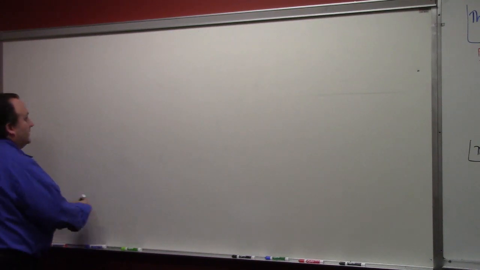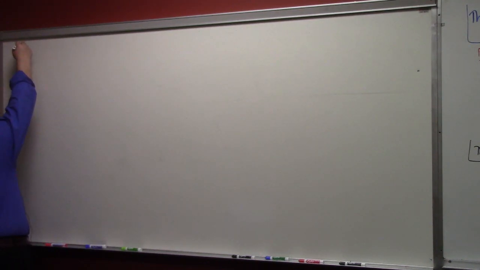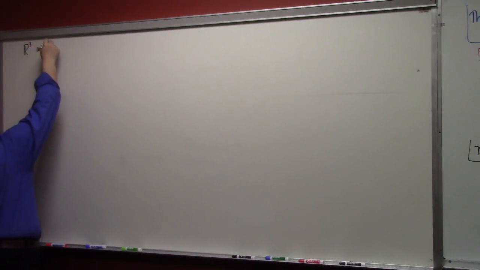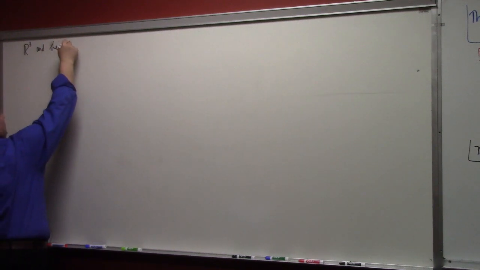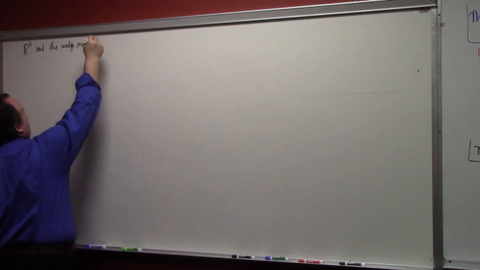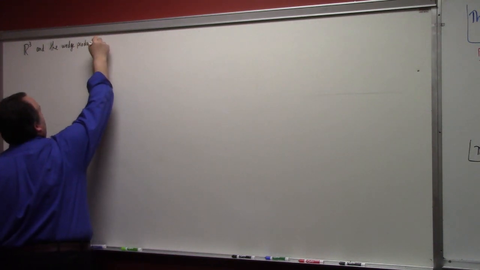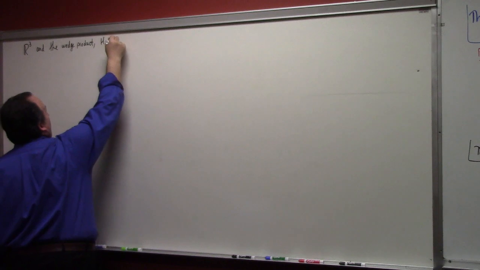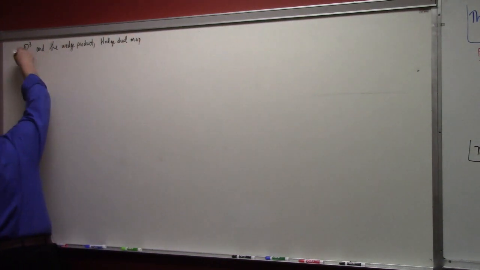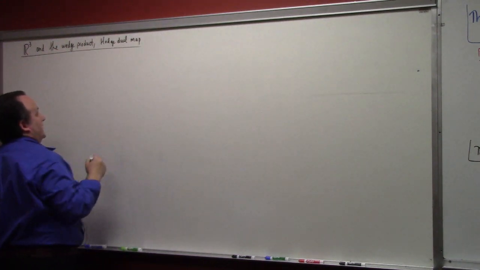So, I want to talk to you about the correspondence between, let's just say, R3 and the wedge product. And I'll also introduce the Hodge dual map, although that may be premature on my part, but I'm going to do it anyway.